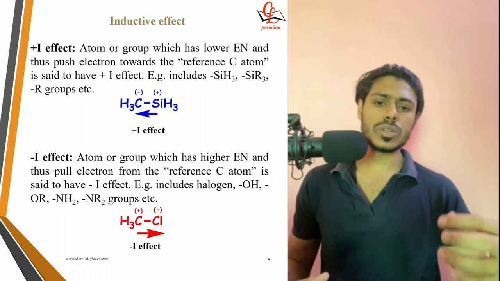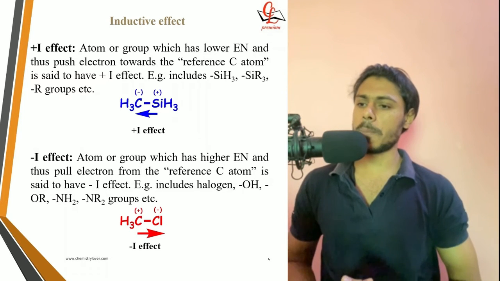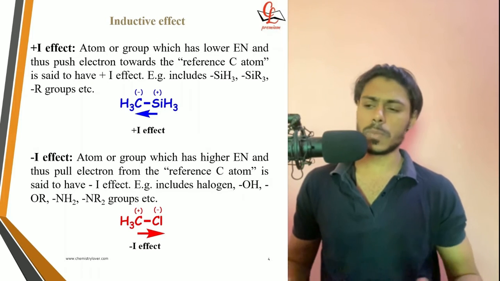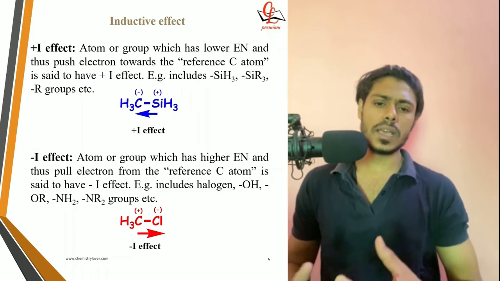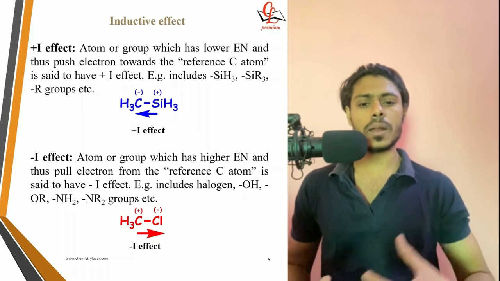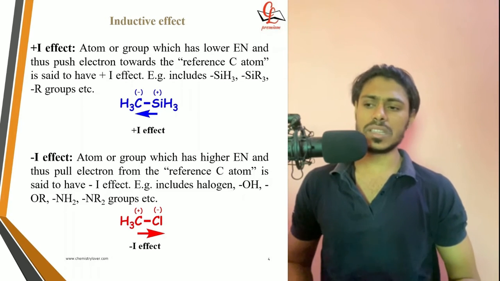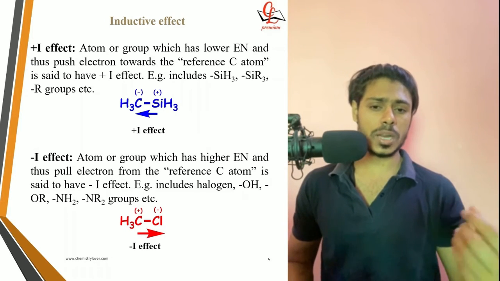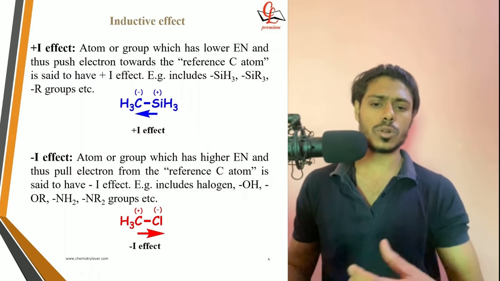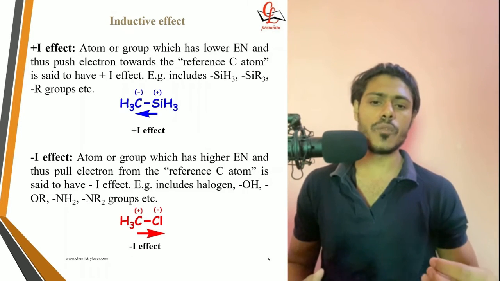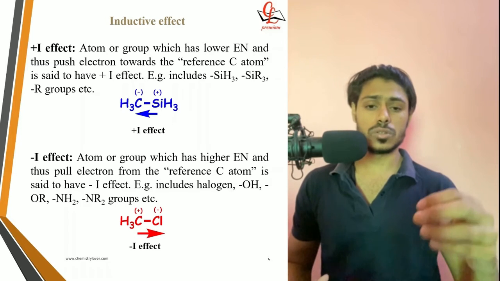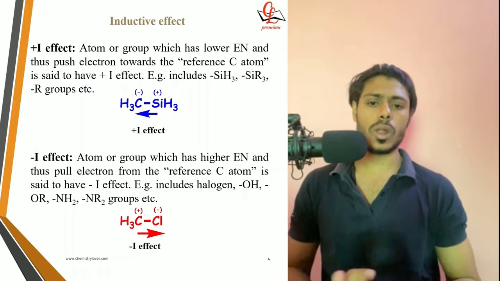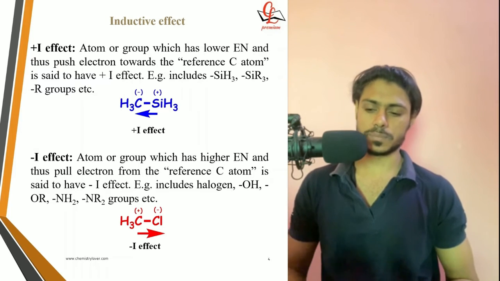But when some electronegative atom is attached to carbon, for example an OH group, OR group, NH2 group, or any halogen group, they will drag electrons from the carbon because they are more electronegative than carbon. In that case the reference carbon atom will get a partial positive charge, and the atom which is pulling electrons, like a halogen or other atom, will acquire a partial negative charge. So this is called minus I effect or negative inductive effect. So this is all about plus I effect and minus I effect.